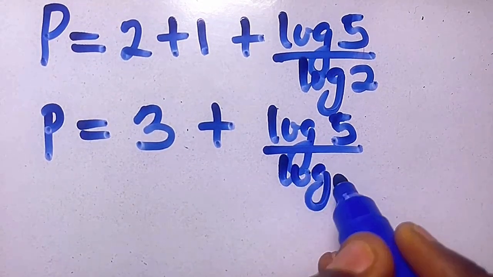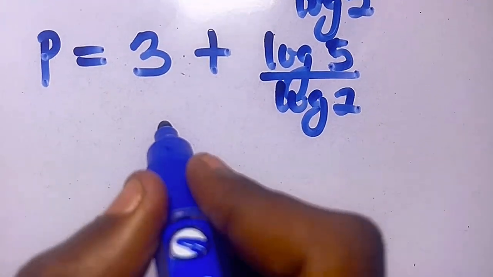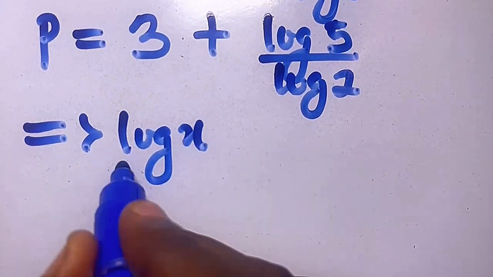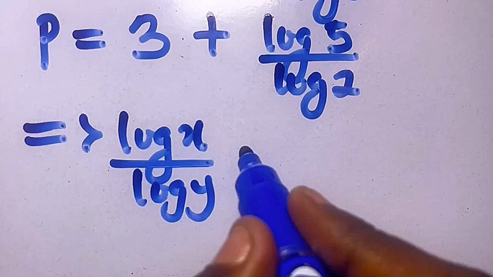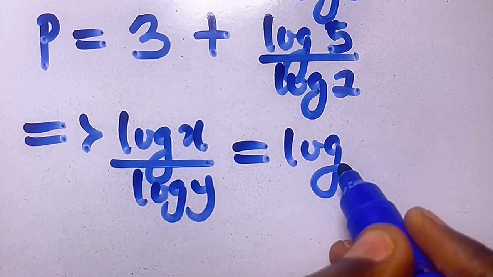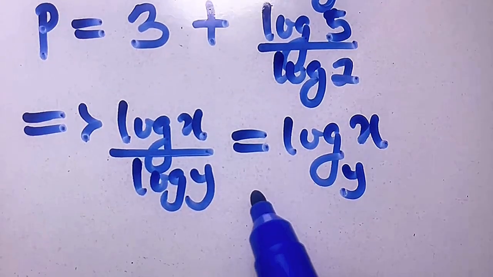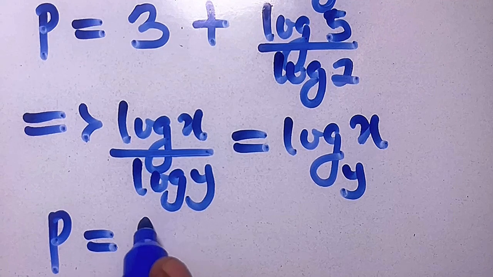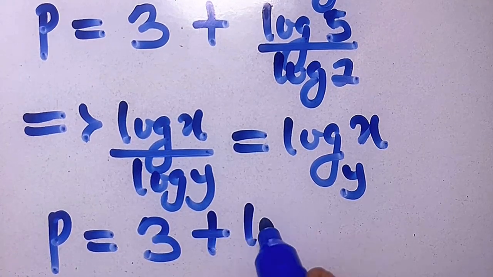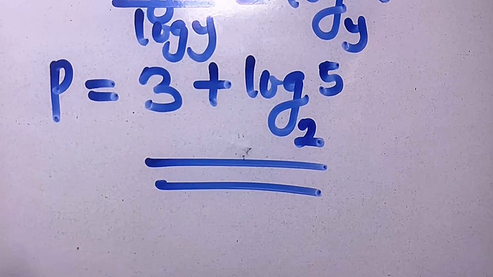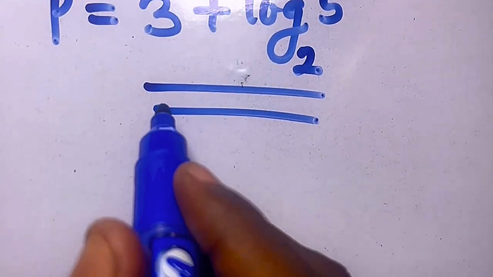From the law of logarithm, we should recall that if you have log x divided by log y, this equals log x in base y. So applying this, we will have p equals 3 plus log 5 in base 2. Right, guys? This is our final answer. And we can actually check this to verify.